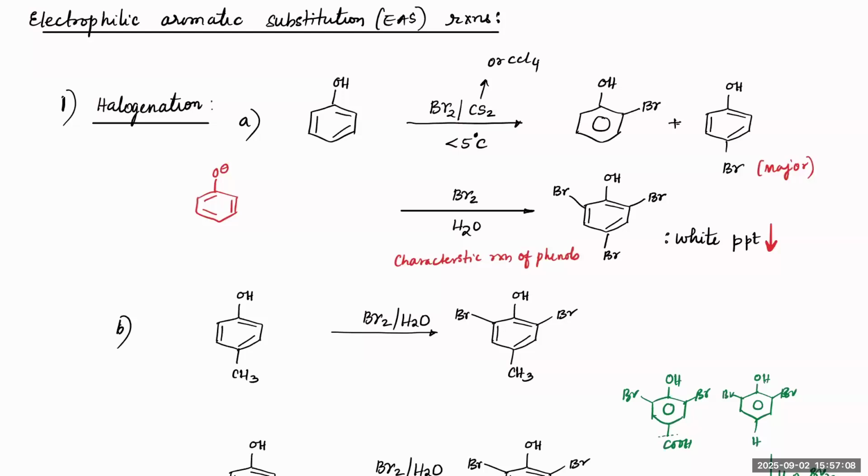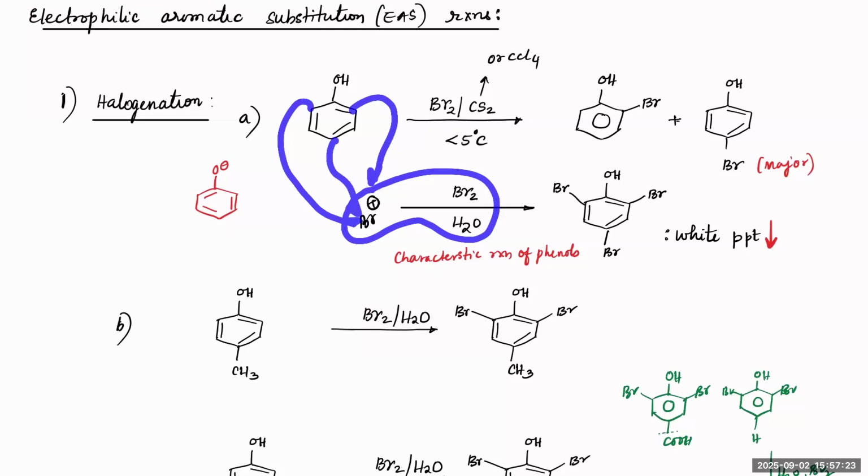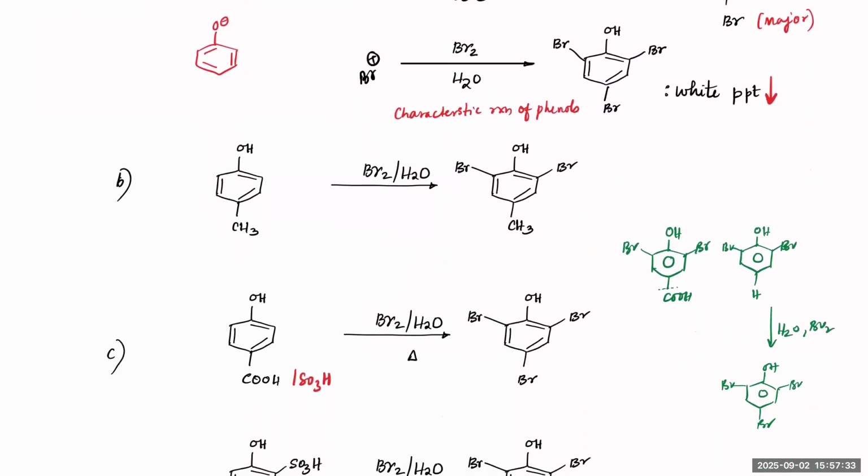But if you have bromine in water, an aqueous solution, you will have a sufficient amount of Br plus. So since it now becomes a Br-rich solution, attacks happen simultaneously from all positions, all ortho and para positions, thus giving you 2,4,6-tribromophenol. This is called 2,4,6-tribromophenol, which is a white precipitate.